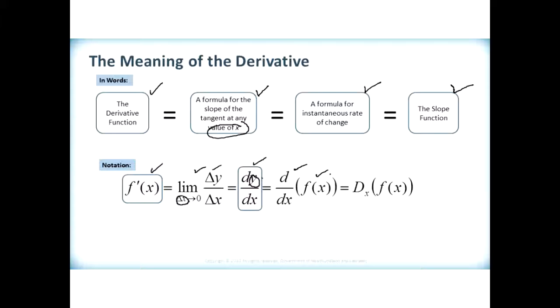And this last notation here, you don't see very often, but you should be familiar with it in case it crops up at some point. We write a capital D with a subscript of x of the function f of x, and we call that the derivative as well. That's a funny looking one. We don't use it very often, but just in case it crops up, you'll be familiar with it.